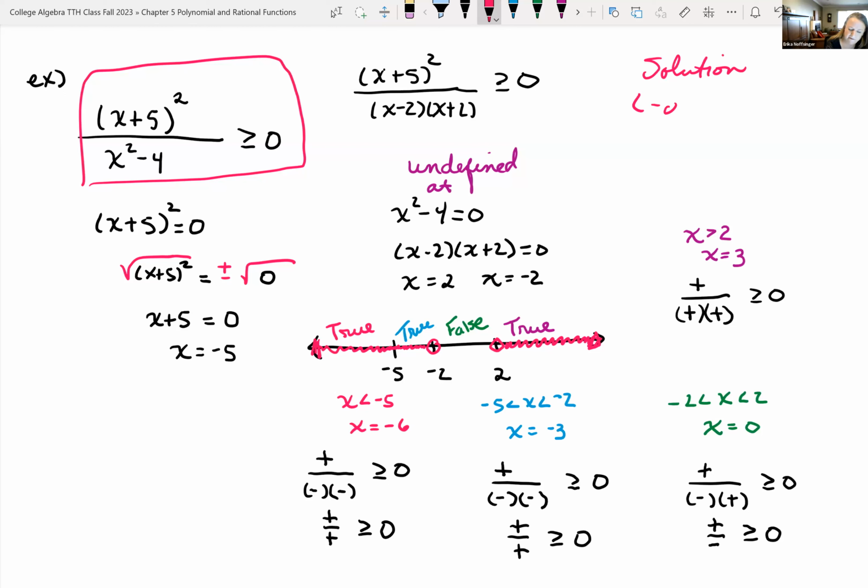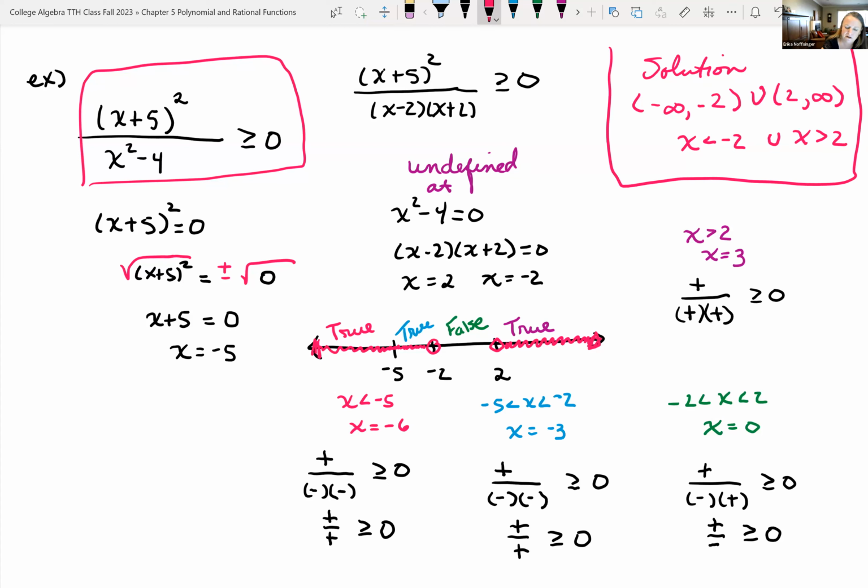So for our solution set, we have negative infinity to negative 2, parentheses, union 2 to infinity, parentheses. So x could be strictly less than negative 2 and it's part of our solution, or union x could be greater than 2 and also be part of our solution.